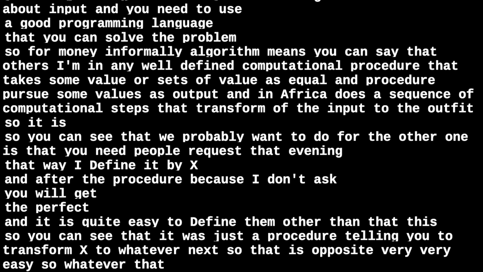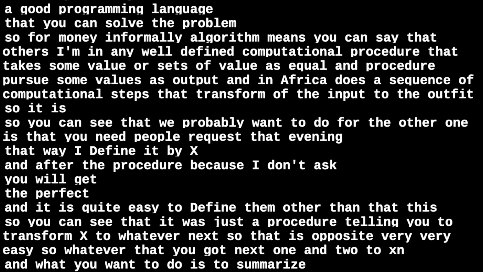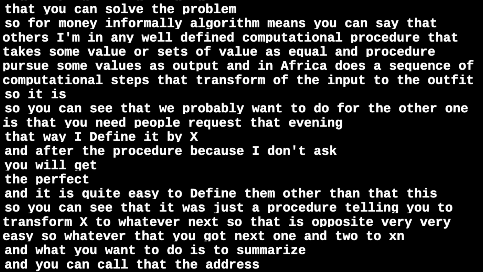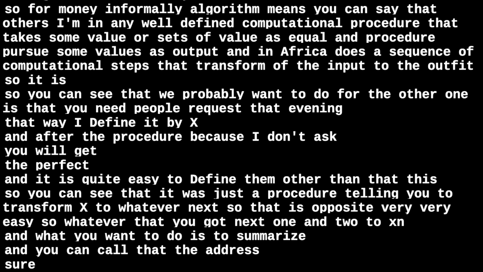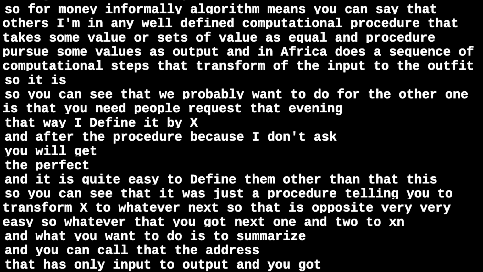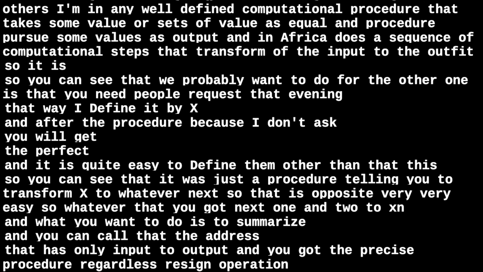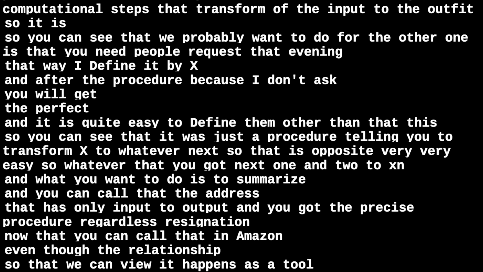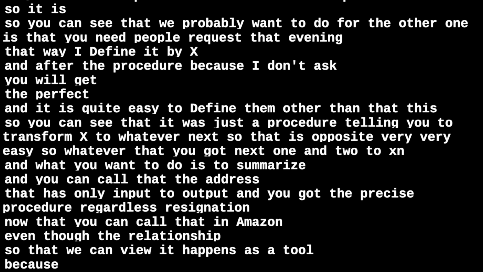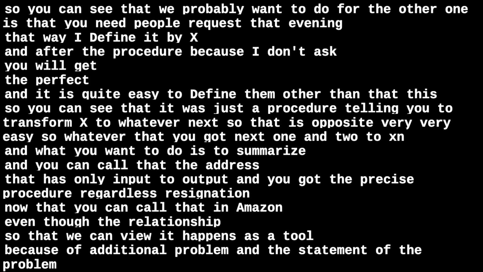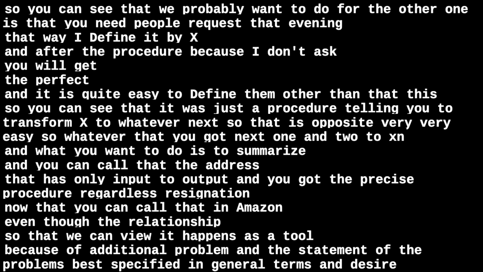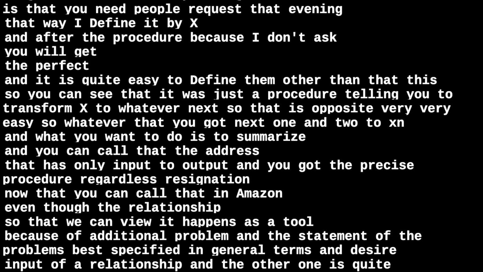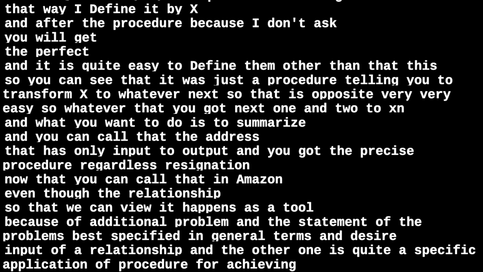So whenever you have x1, x2 to xn, and what you want to do is to sum them up, do you call that an algorithm? Sure. Any calculation that transforms the input to output, with a precise procedure and a precise iteration, you can call an algorithm. So we can view an algorithm as a tool for solving a well-specified computational problem. The statement of the problem specifies in general terms the desired input-output relationship, and the algorithm describes a specific computational procedure for achieving your expected output.